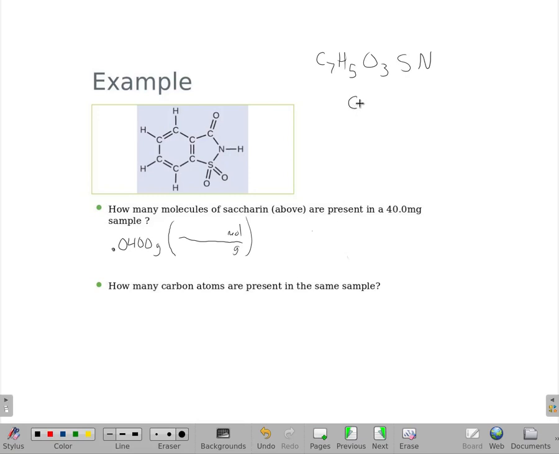So 7 carbons, 5 hydrogens, 3 oxygens, 1 sulfur, and 1 nitrogen.